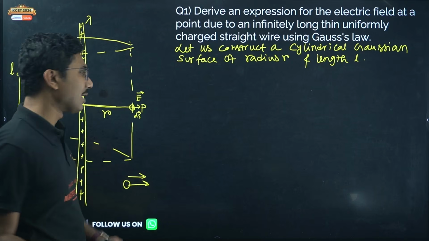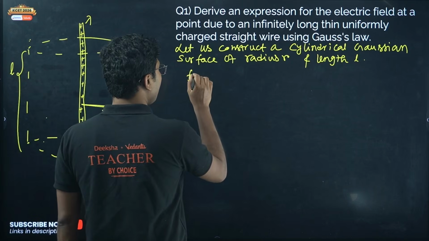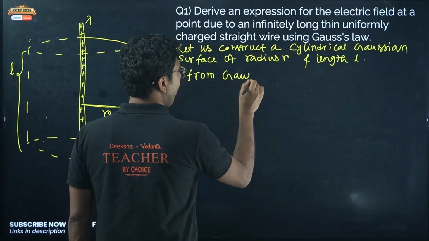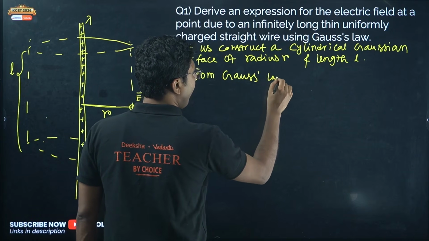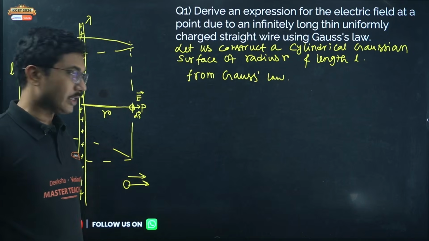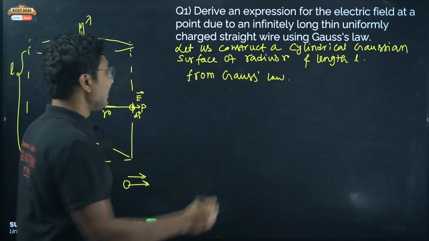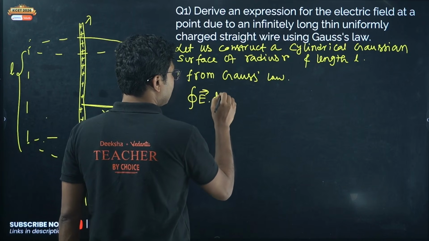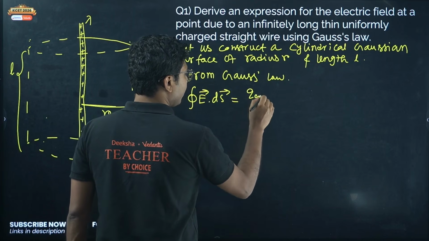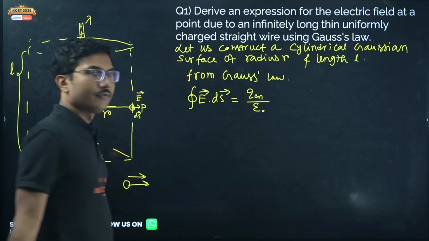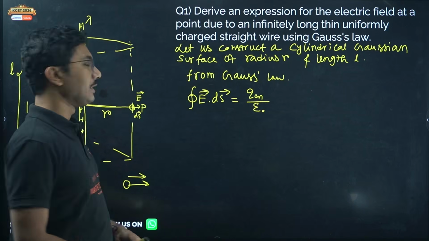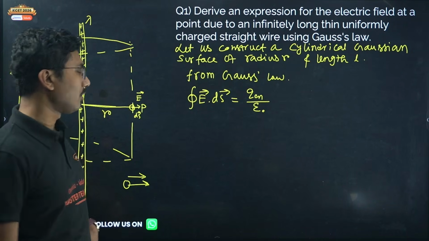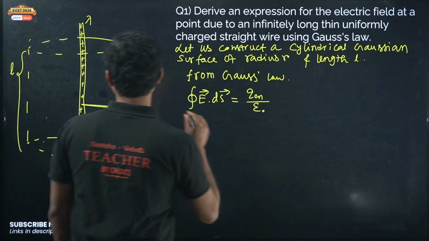Now anyway, that will come a little bit later. So from Gauss's law, whatever you are comfortable with, integration E dot ds equals charge enclosed divided by epsilon naught, right? The electric flux coming out of this cylindrical Gaussian surface is given by E dot ds equals q enclosed by epsilon naught. Now what is q enclosed over here?